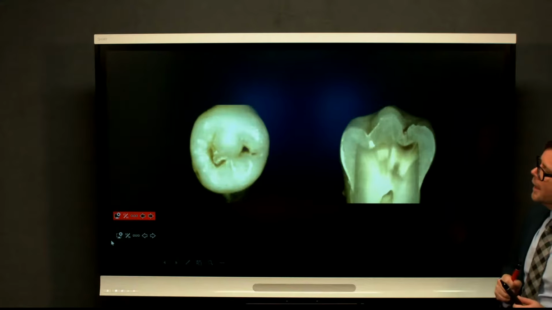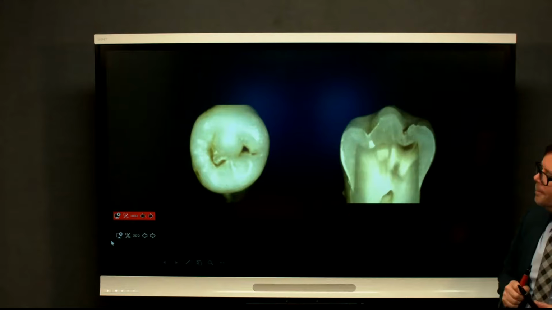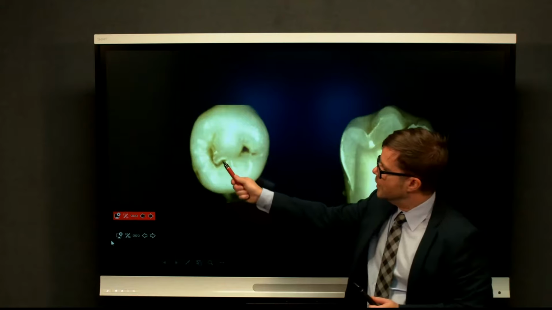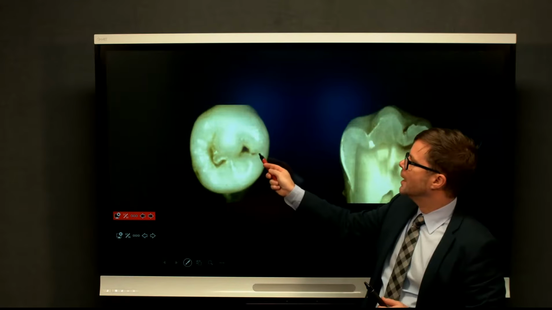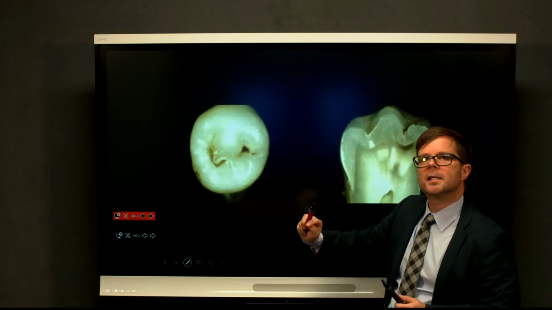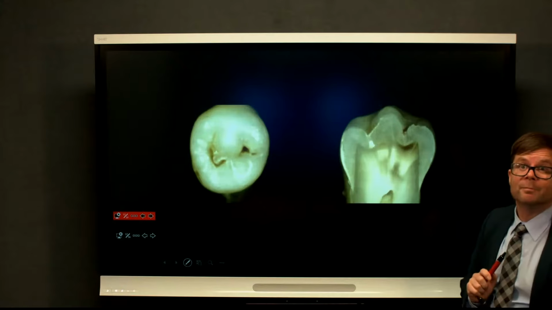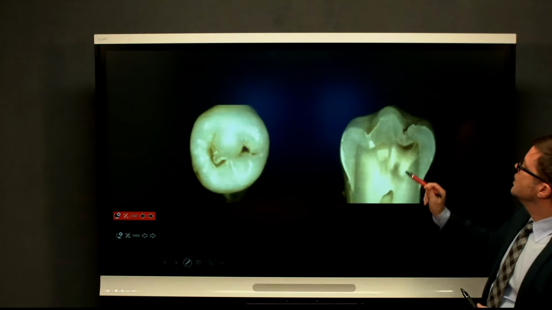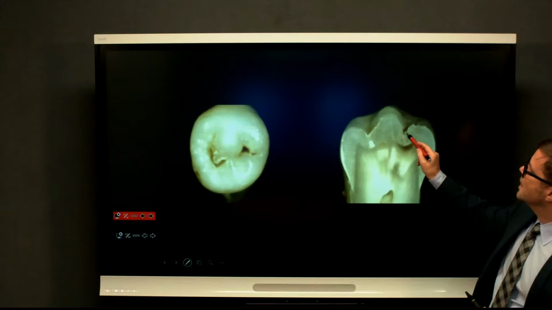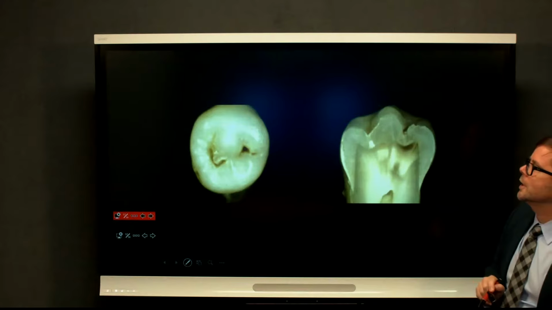Here we can see that the occlusal surface indicates that there is probably a cavitated lesion here into dentine, and if we were able to look at the tooth in cross-section, which we are here, but we can't do that clinically, you can see that there is dentinal involvement and probably cavitation here.